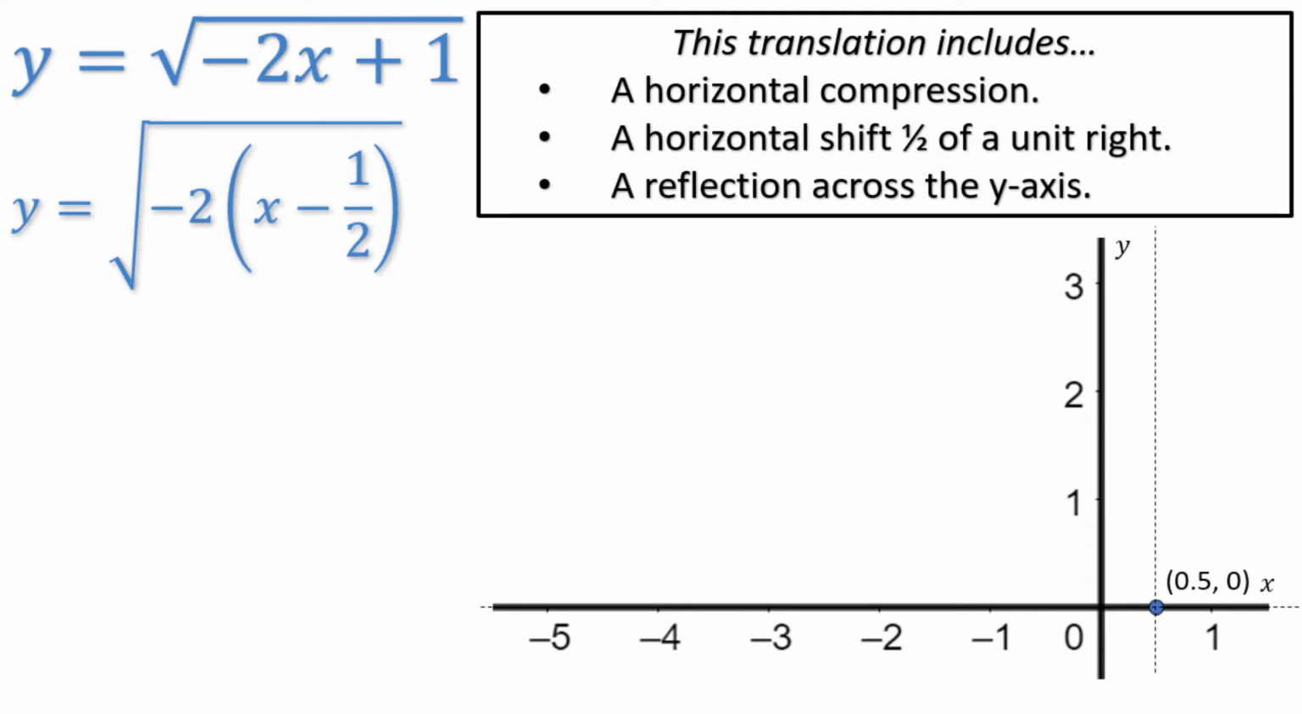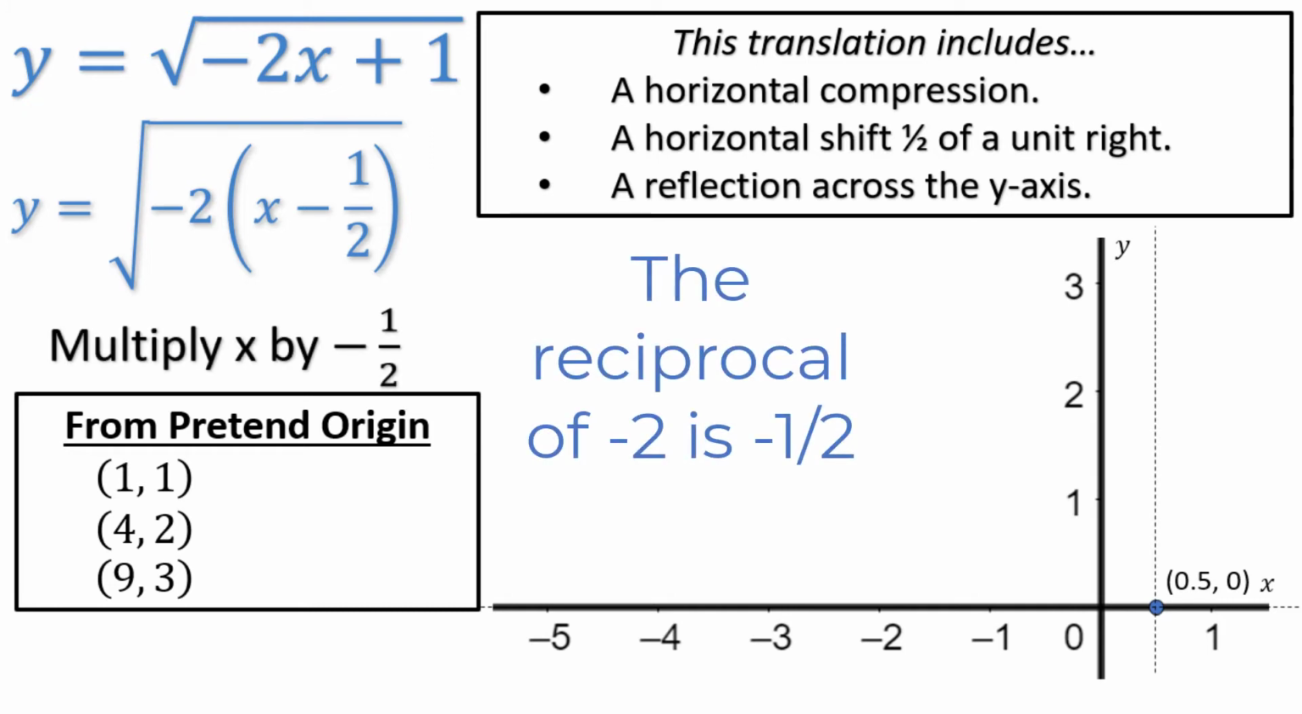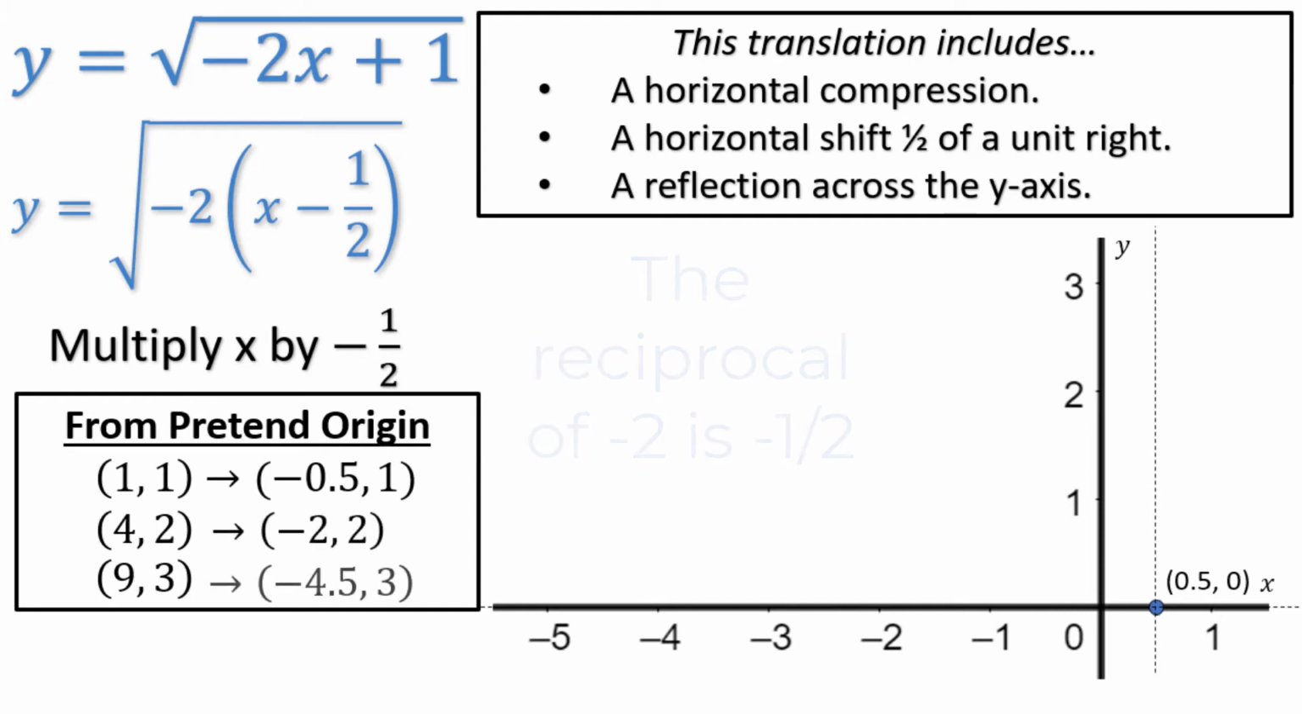Typically, we would have the points 1, 1, 4, 2, and 9, 3 on the graph. Instead, we need to multiply these x values not by -2, but by the reciprocal of -2, which is -1/2. We get -0.5, 1, -2, 2, and -4.5, 3. These are the points that we should plot with respect to our pretend origin.